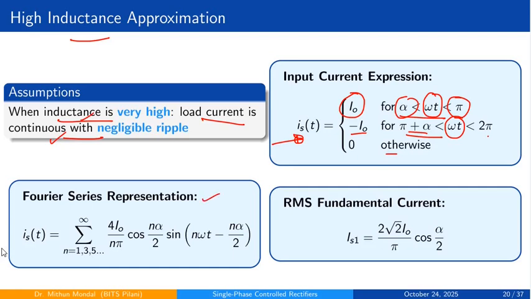Fourier series representation we can do it. For the different harmonic components, which are 1, 3 and 5, you can have the current Is of t, which is given by this expression. And the fundamental component, the first component, is basically given by 2 root 2 I naught by pi cos of alpha by 2. So that is the fundamental component of the current.